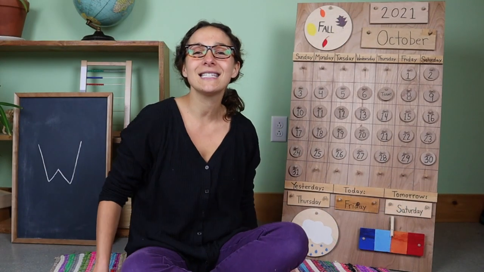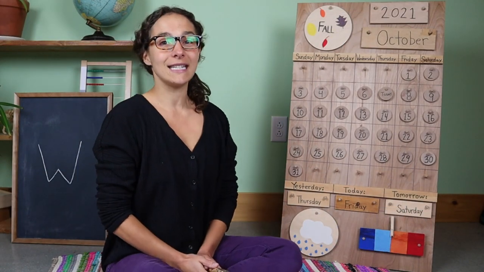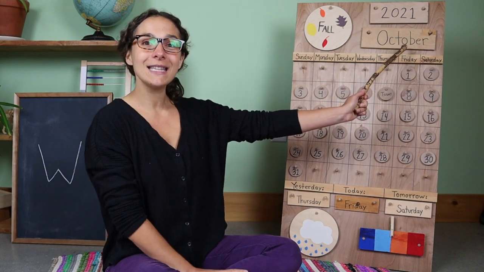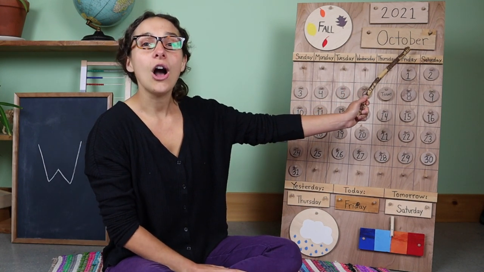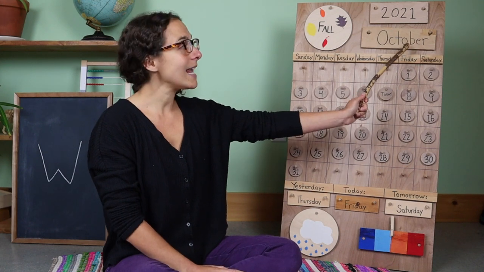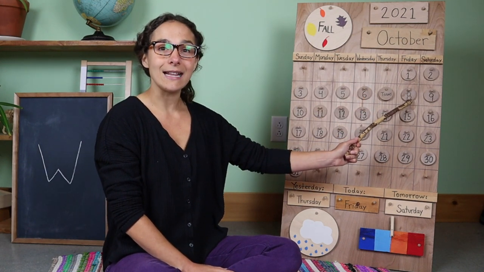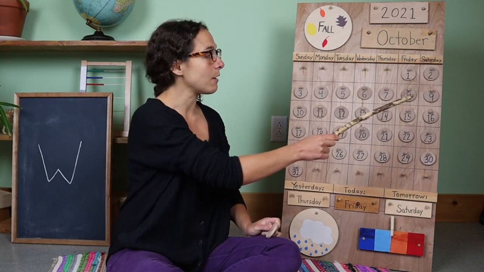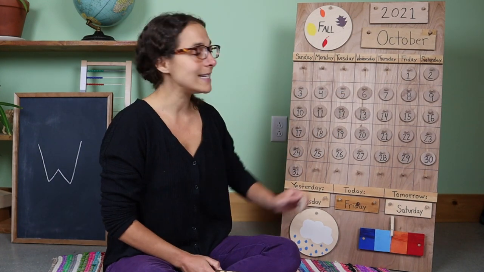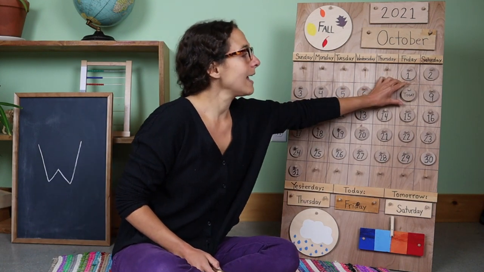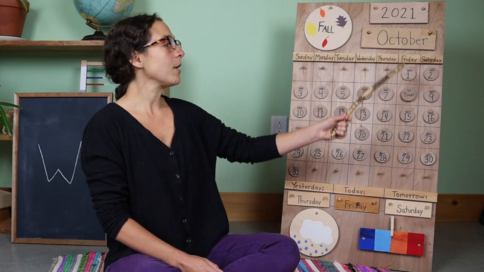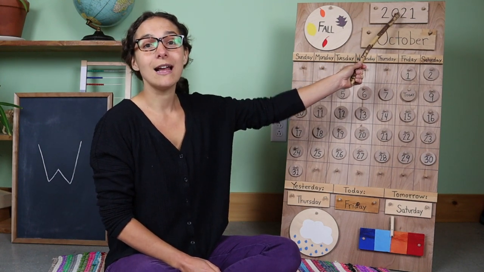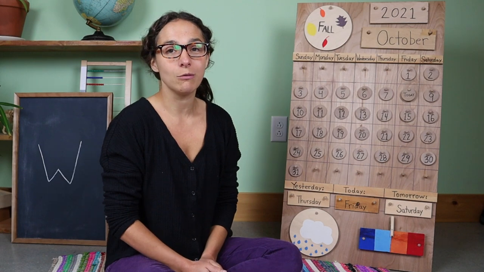Let me grab my pointing stick and let's go over the date together. Right up here, we have the month. Do you know what the month is? October. Today is October 8th. So I'm going to move the chip over from yesterday. Yesterday was October 7th, and today is October 8th. October 8th, and the year is 2021, but you can also say twenty twenty-one.